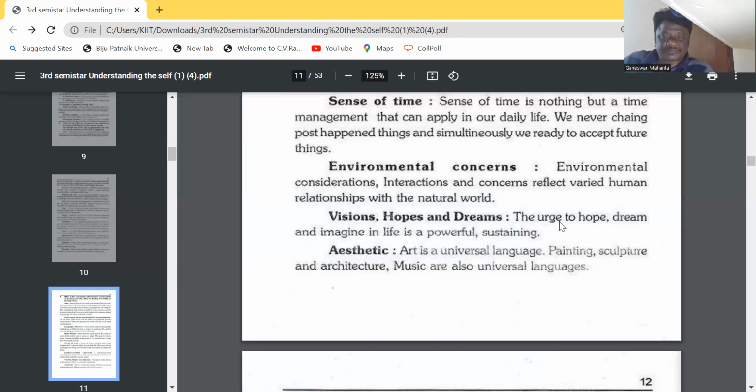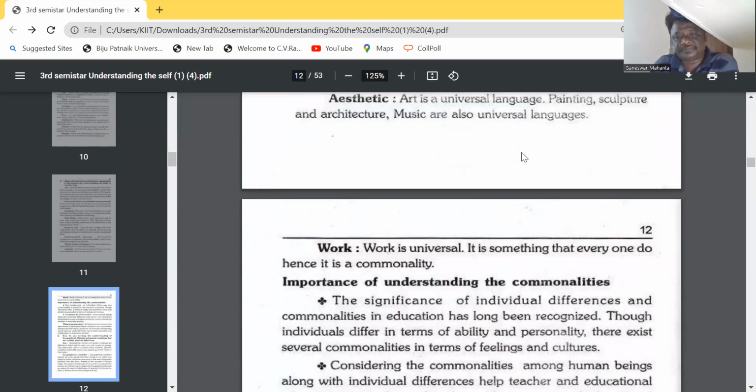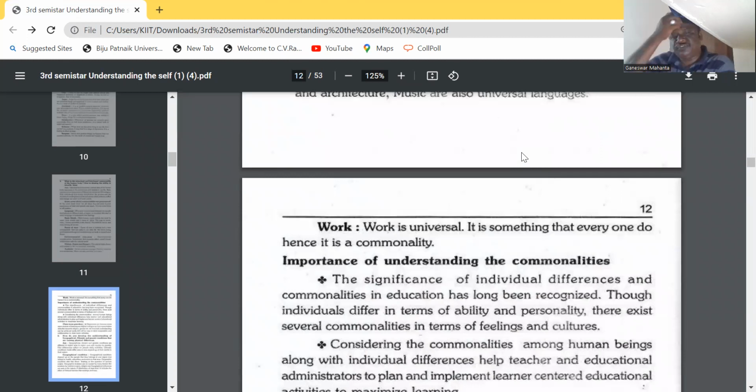Aesthetics. Art is a universal language. Painting, sculpture, and architecture, and music are also universal languages. Film stars, we can say, are well known to all, immediately, for a short period of time. That is art. Decorating and painting are aesthetics. Work is universal. It is something that everyone can do, hence it is a commonality.